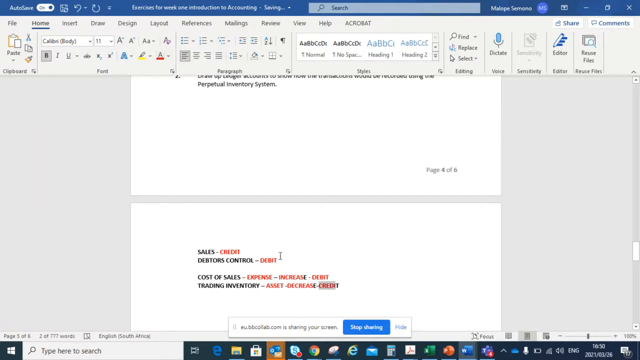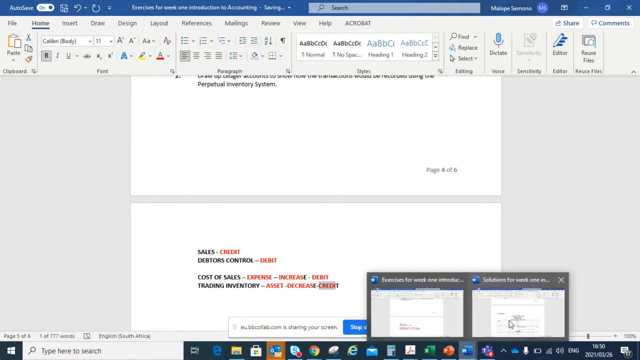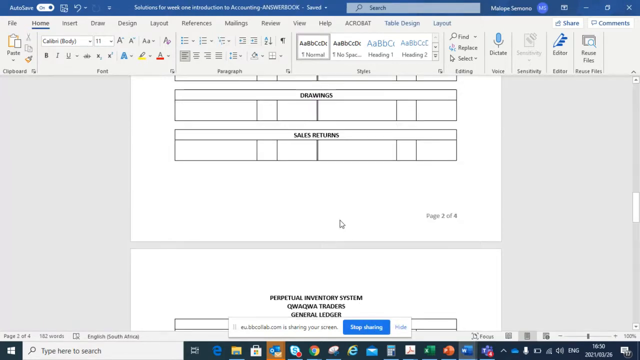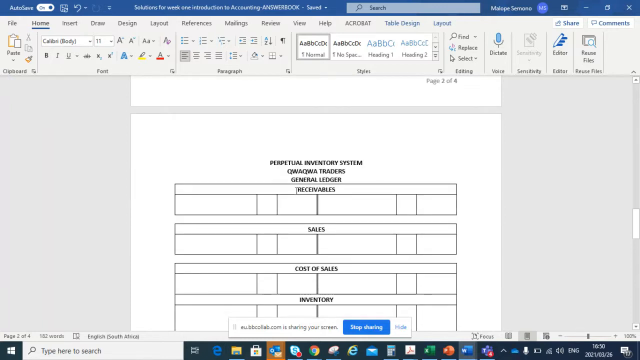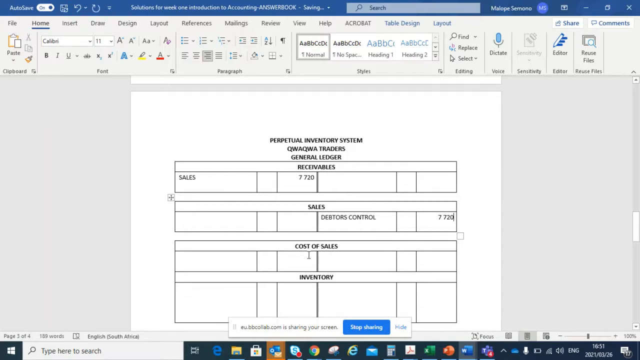So now, the same thing, obviously you're going to go to the perpetual. This is the periodic, so I must go and find the format for perpetual. Can you see now? I still have the same thing here. Remember, receivables are the same as sales, so are the same as debtors. So I'm going to have sales like I did, and then I think the sales were 720. Can you see it doesn't change? Here I have got debtors control, which is 720.